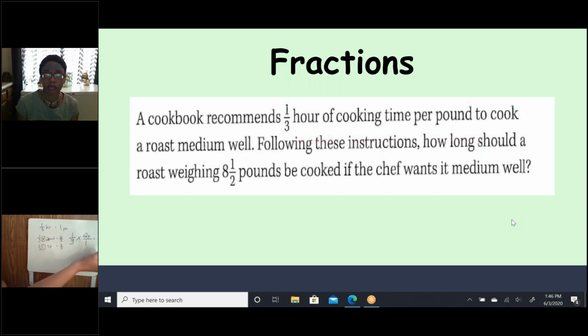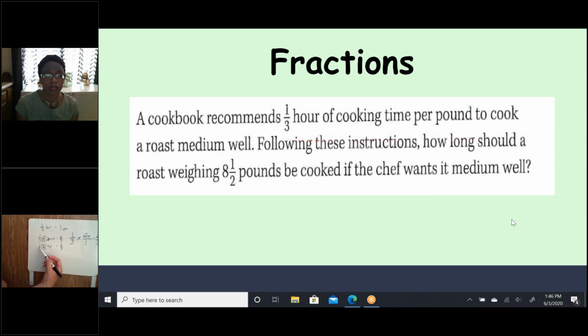So the rule is any whole number can turn into a fraction if you write it over the number 1. So now we just multiply across. 1 times 2 is 2. 3 times 1 is 3. So the answer is 2/3. So multiplication is correct.